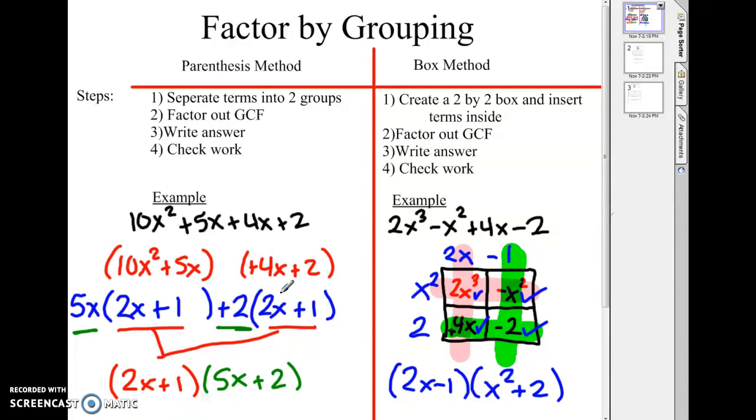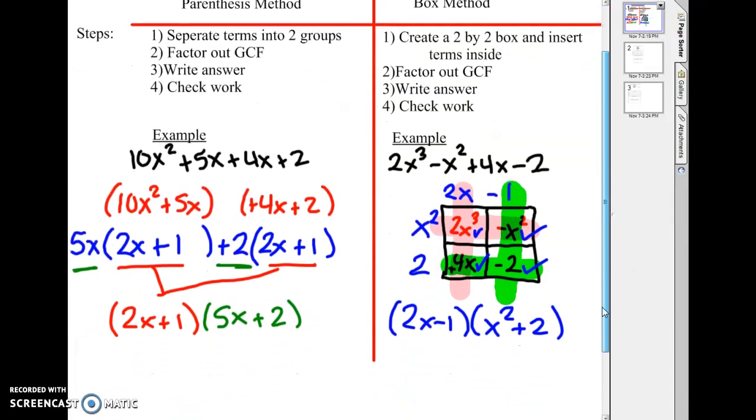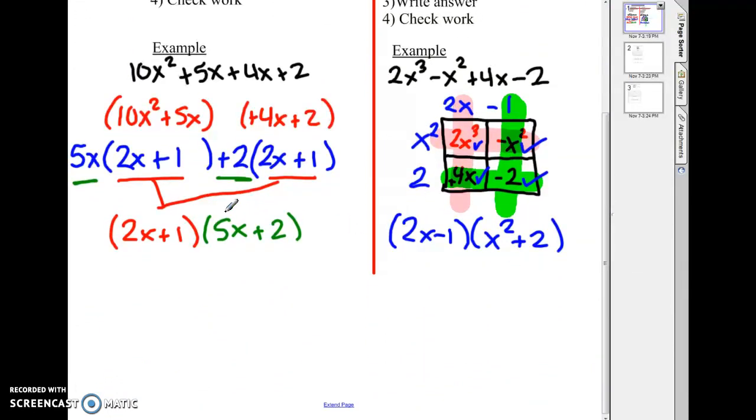Okay. Back here I didn't check it, but if you wanted to check it, you would plug it into the box and multiply and make sure it gets you back to the original. Alright, now I'm going to go ahead and do the exact same problems again, but this time on the other side, so you can see that it works both ways. So rewrite.